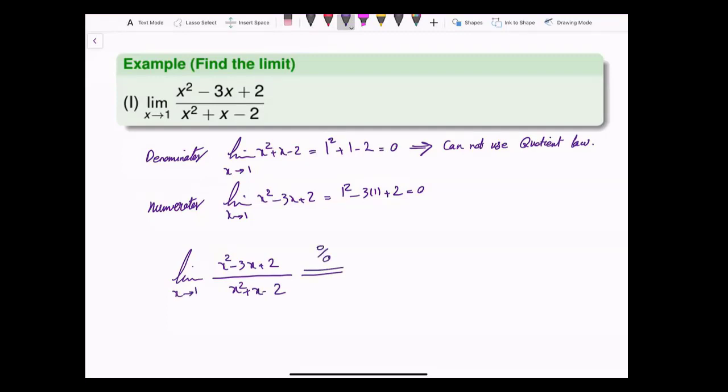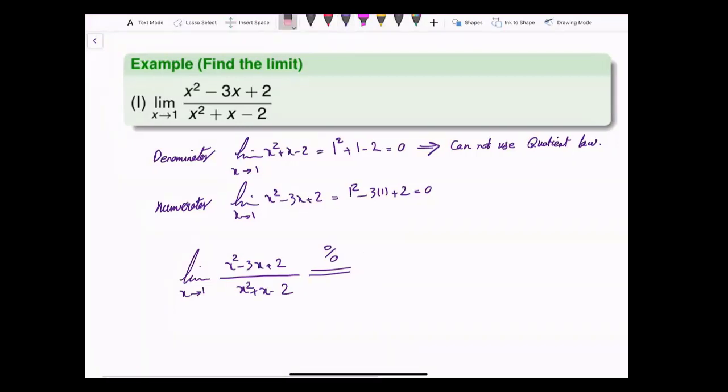Here you should note something. I didn't write 0 over 0 in front of the equality. Why? Because 0 over 0 is neither a limit nor a number. This is just a middle step. It screams, do something. You cannot leave me alone this way. You should do something. And what is that thing that we have to do?